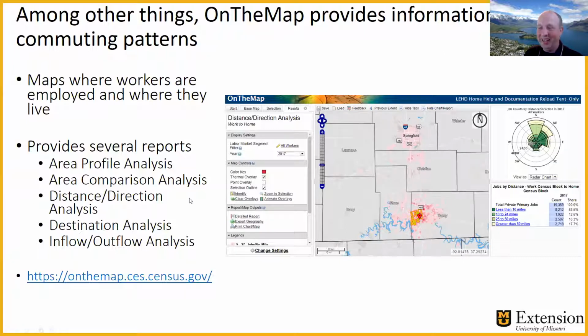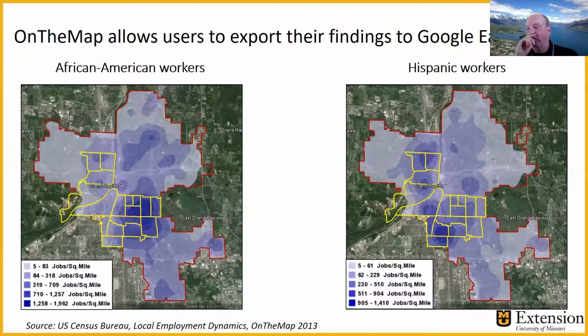In any case, one of the other things that's really neat about this tool is that you can export a lot of the stuff that comes out of here in different formats. For instance, you can export it as a shapefile and put it into ArcGIS, if you use GIS on a regular basis. You can also export it as a KML file and put it into Google Earth.